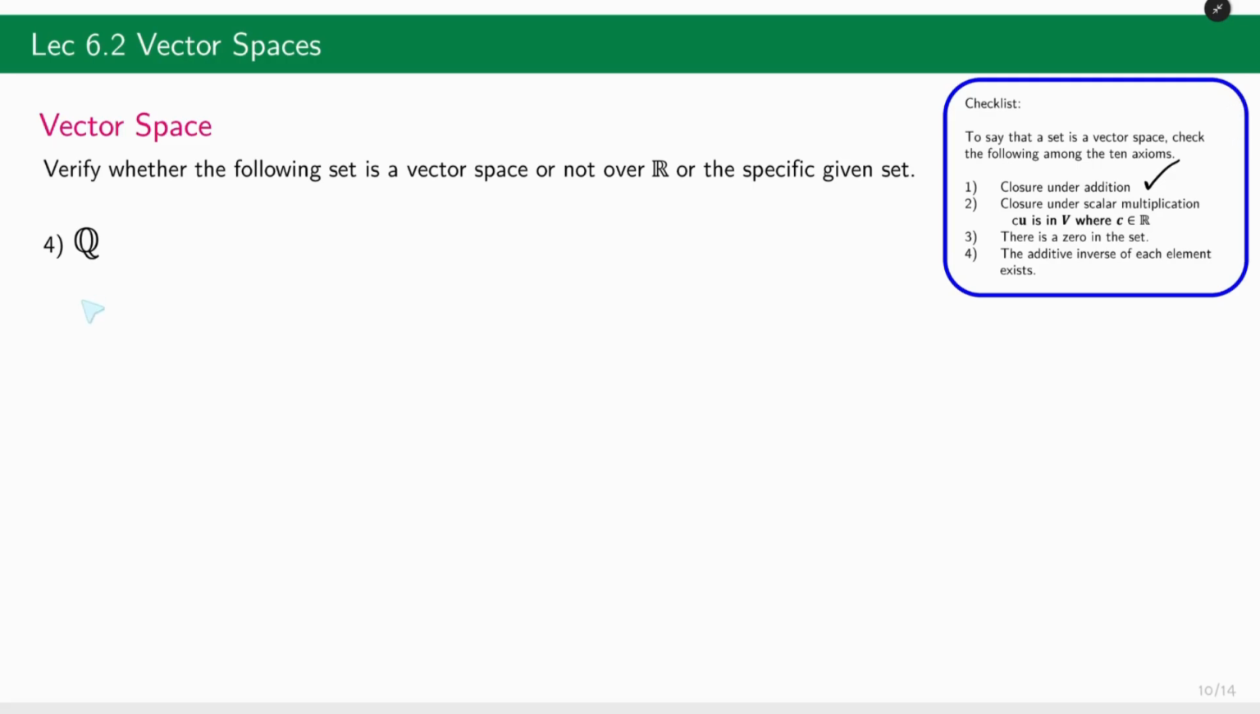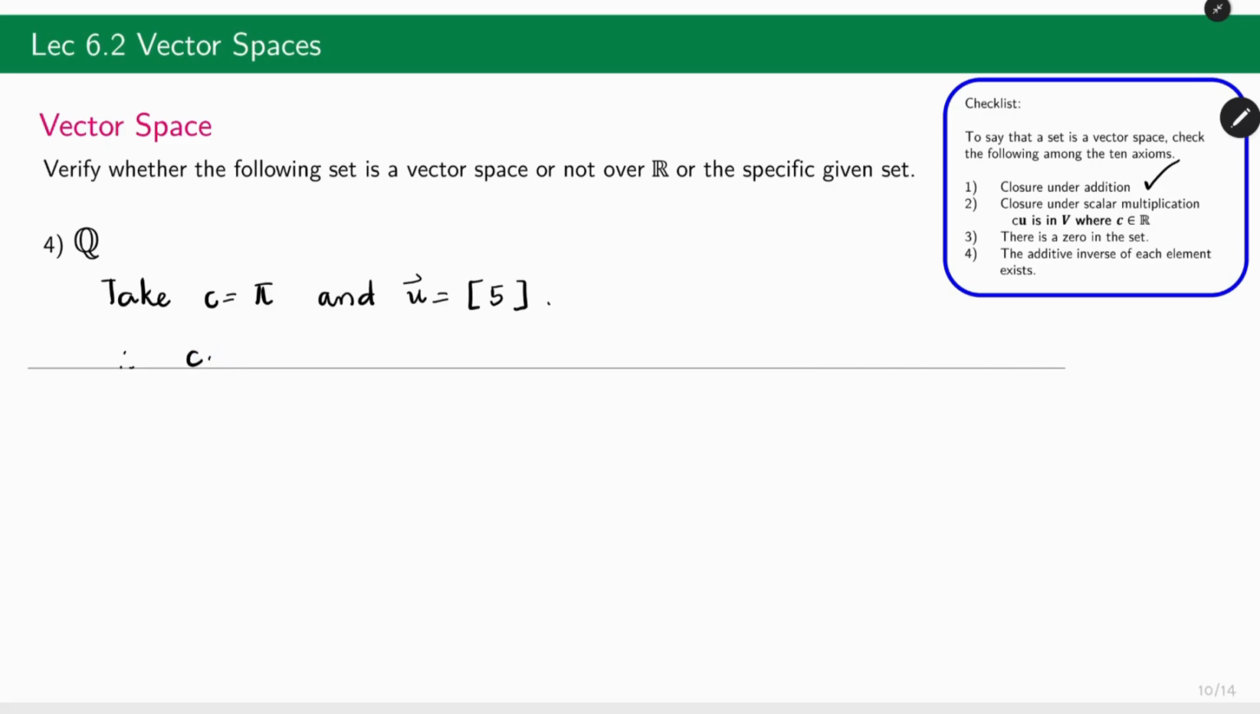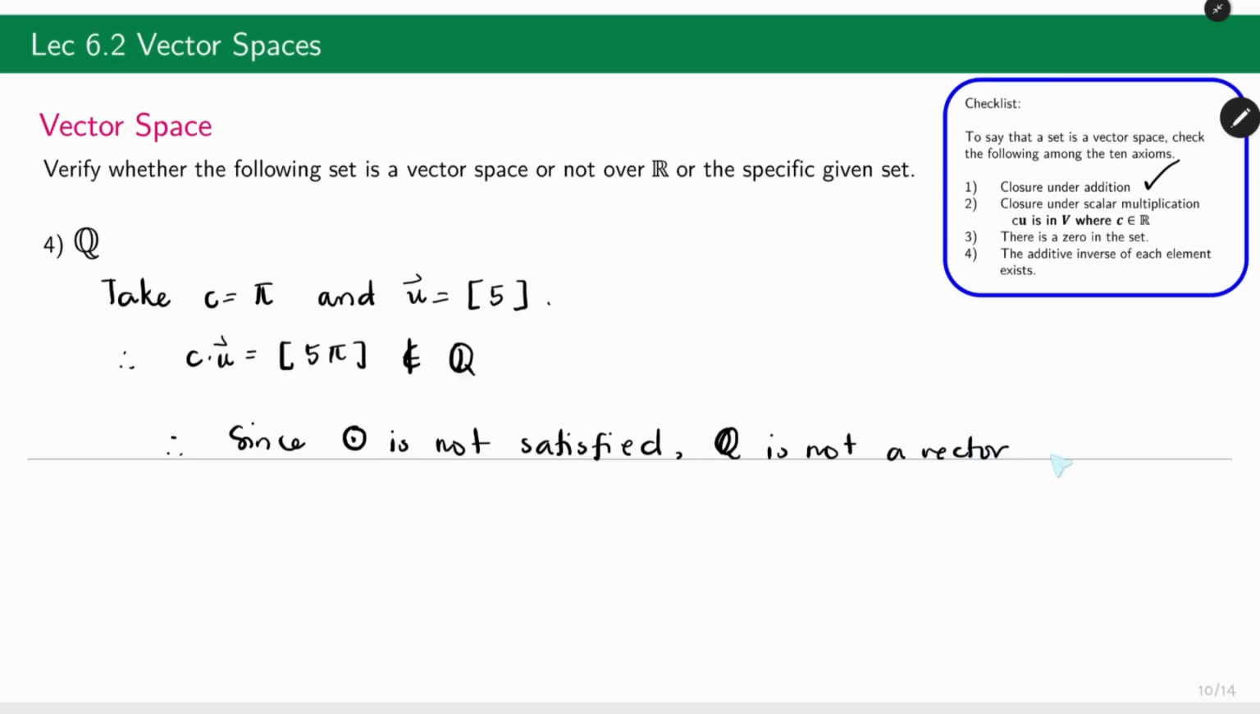Okay, for the scalar multiplication, let us take C to be an irrational number. Let's say pi. Pi is irrational, okay? And let's have here vector u. Let's say vector u contains positive 5. Okay, so therefore c times vector u is equal to 5 pi. Okay, 5 pi is no longer rational. So Q is not a vector space.